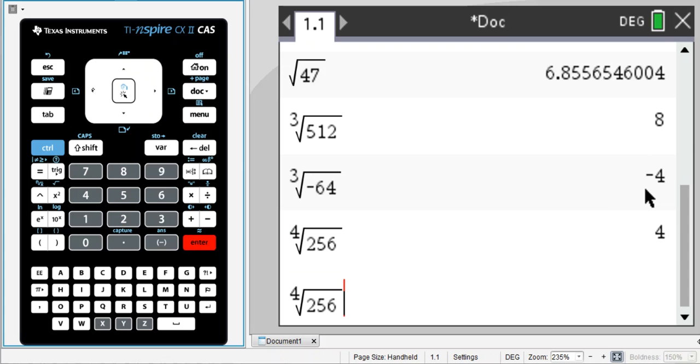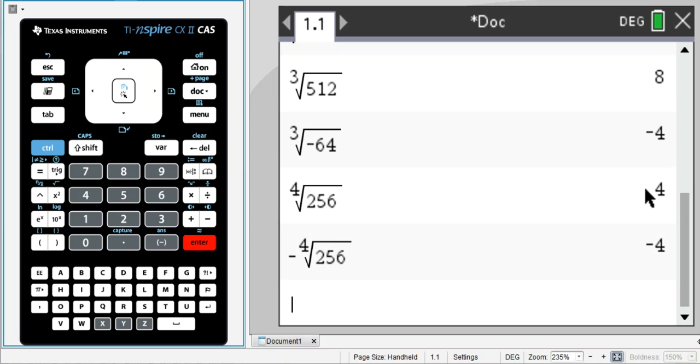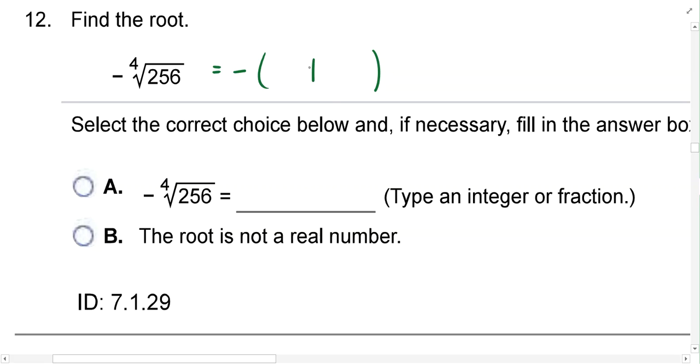If I wanted to include the negative symbol at the very beginning of this problem, I could have. But let me remind you that the negative symbol is this key. Don't use the minus symbol or subtraction symbol. When we press enter, the result ends up being negative 4. So while the 4th root of 256 was 4, a negative 4th root of 256 is negative 4.